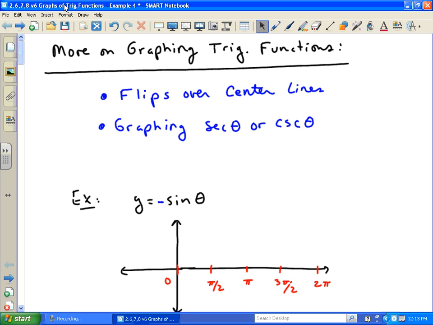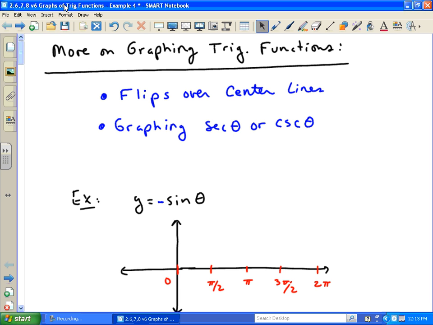What I'd like to do now is talk about graphs that are flipped over the center line, and I'd also like to talk about graphing secant and cosecant. I will give you an example of graphing cosecant. To do that, we use a guide function. The guide function that we use is sine of theta. If you want to graph secant, you would use a guide function of cosine. We talked about this when we talked about basic shapes of trig functions.